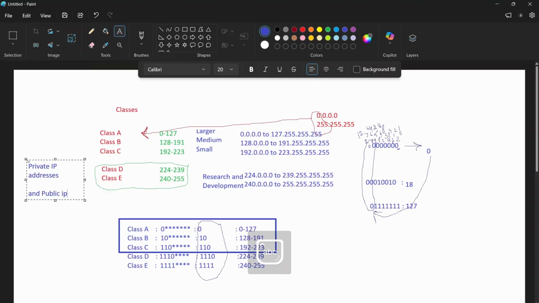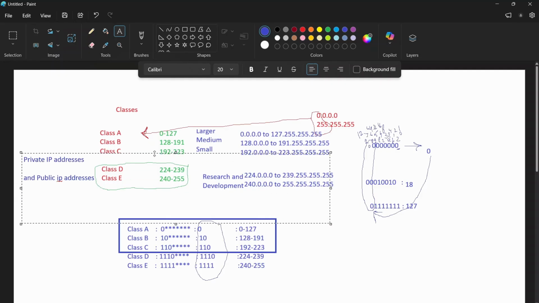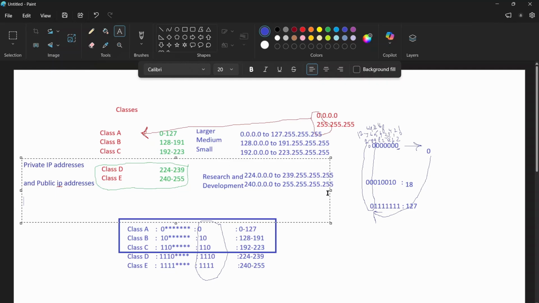Public IP addresses. What is the difference between private IP addresses and public IP addresses? Private IP addresses are free IP addresses, guys. We do not need to purchase them. But coming to public IP addresses, we need to purchase them. We need to purchase them from the IANA.